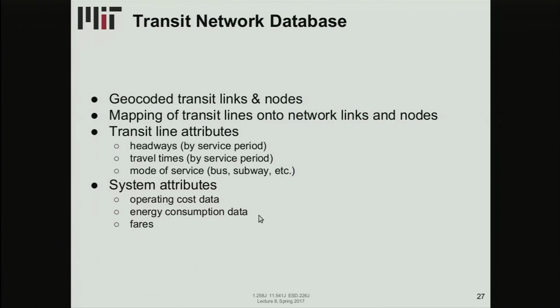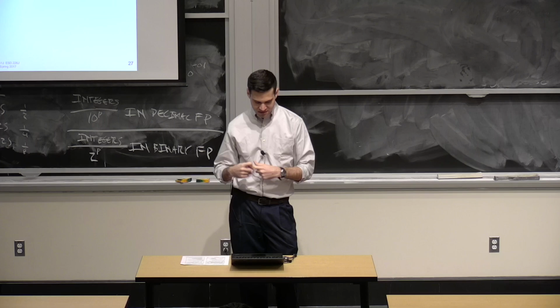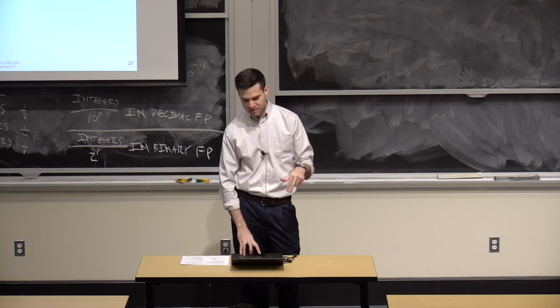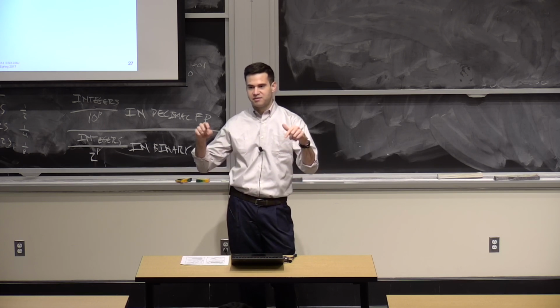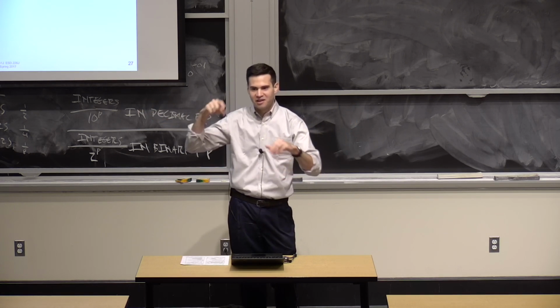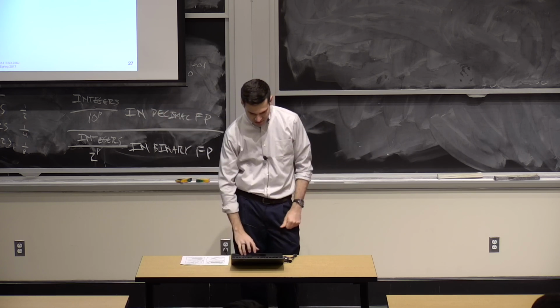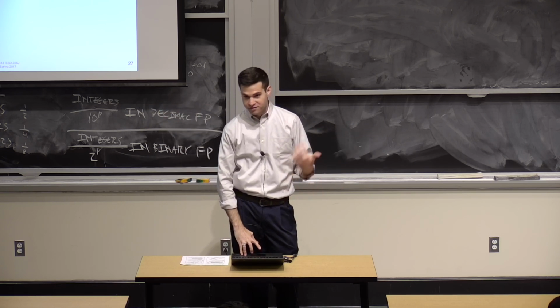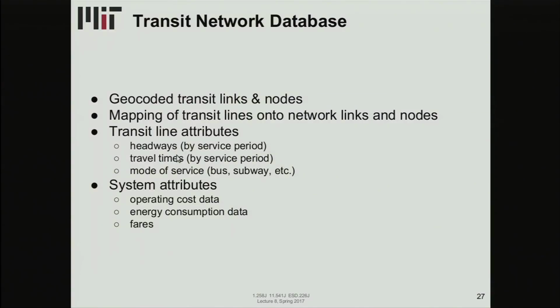So typically you use a transit network database for this. So that means geocoded transit links and nodes. You have mappings of transit lines onto network links and nodes. So you have essentially a street network, right? And you say this bus route goes along these road links, crossing these intersections. And transit lines are modeled with some attributes. So headways by service period, travel times, mode of service, so bus, subway, etc. And there are also system attributes like operating cost data, energy consumption data, and fares. These things are put in, and they then are used to compute outputs, right?